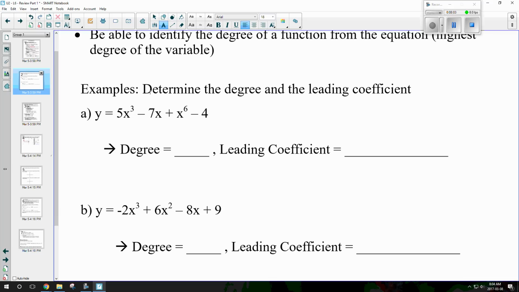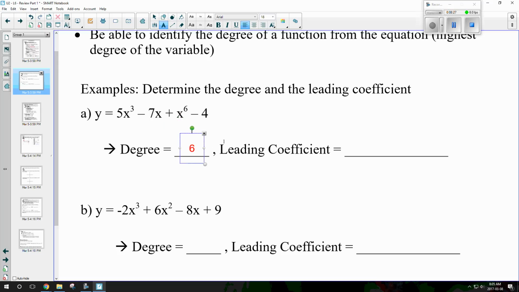So let's look at some examples here. We're asked to determine the degree and the leading coefficient. And remember, the leading coefficient is just the number that sits in front of the variable that had the biggest exponent. So in this example here, we're looking for the variable with the biggest exponent, which is this one here, x to the power of 6. So we know that our degree then is 6.